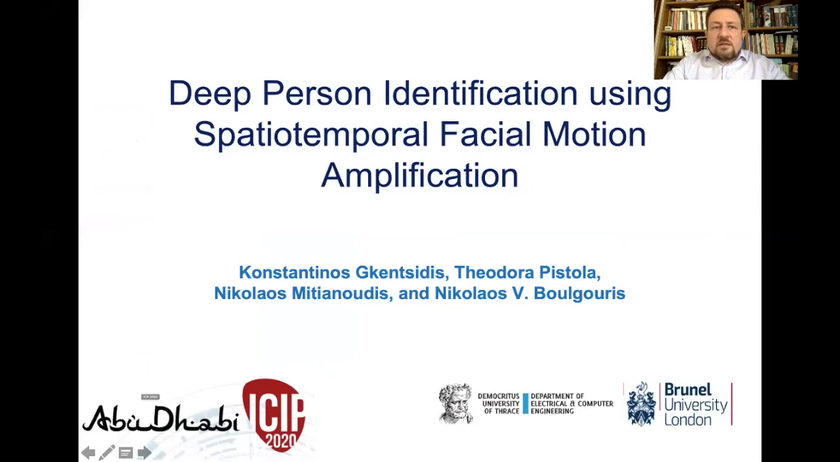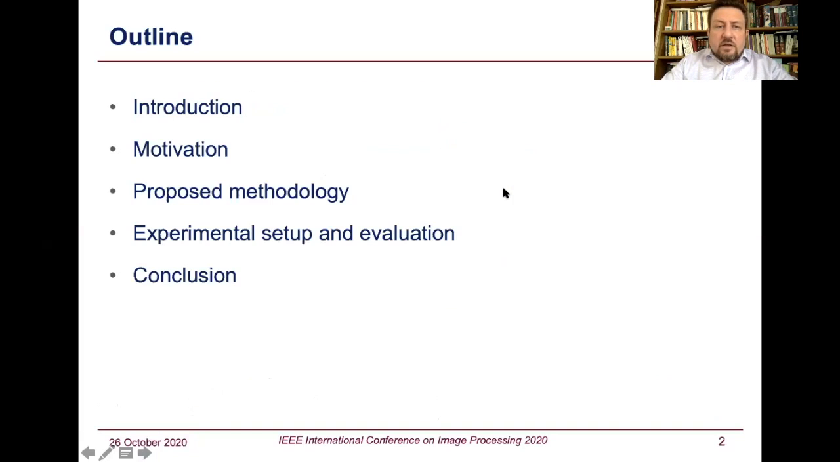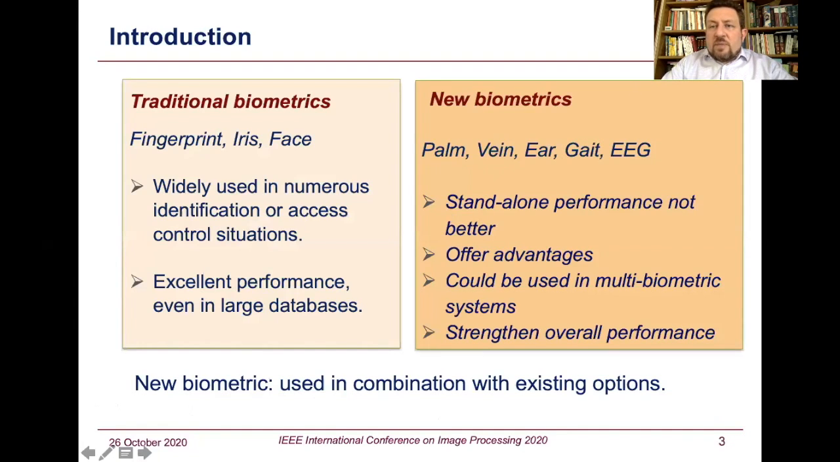Our paper is entitled Deep Personal Identification Using Spatiotemporal Facial Motion Amplification. It's a joint work with my student Konstantinos Gentsidis, my PhD student Theodore Pistola, and Professor Nikolaos Boulgouris from Brunel University in London. In our paper, first we're going to introduce you to the subject and the motivation behind the new biometric that we're presenting, the proposed methodology, and how we set up our experiment, we evaluate the efficiency of our approach, and then we're going to present some open issues and of course the conclusions of our work. So the whole paper is on biometrics.